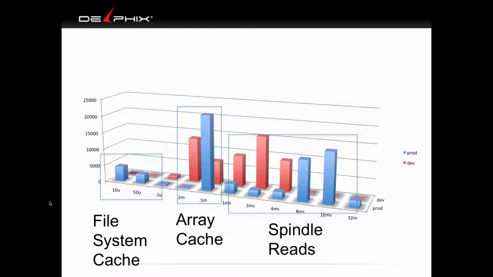And what do we see here? I see that production has a file system caching that development doesn't. It has a big spike at array caching. That's not so big on development. And when I see the red in the development and spindle reads, the spindle reads are actually fairly significantly faster than production. So ironically, the development database physical I/O is better than it is on production, even though the averages were slower.